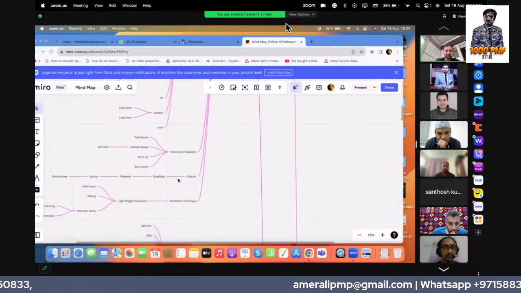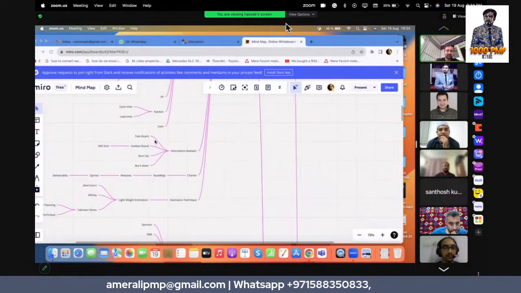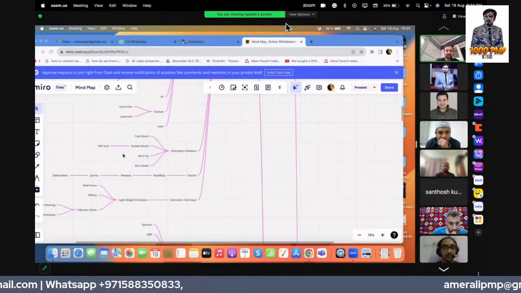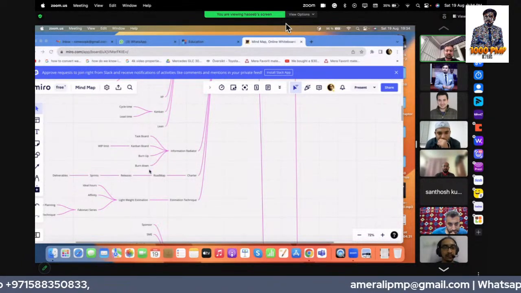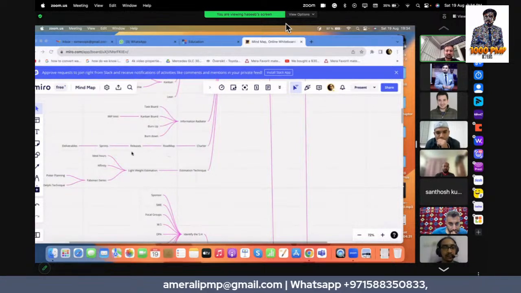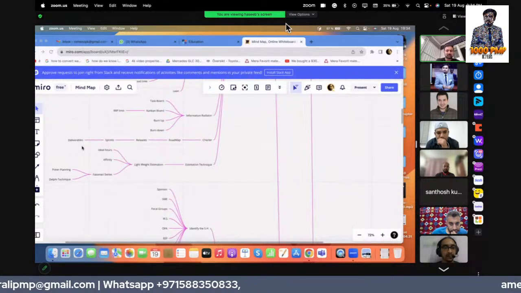Then we have the information radiators to show information to potential stakeholders and the teams. This is the task board. You can use a Kanban board, which has the WIP limit, which shows the bottlenecks. Then we have the burn up and burn down charts. In the charter, we have the roadmap, which is decomposed into releases, which are further decomposed into sprints, and then deliverables, which are the user stories.